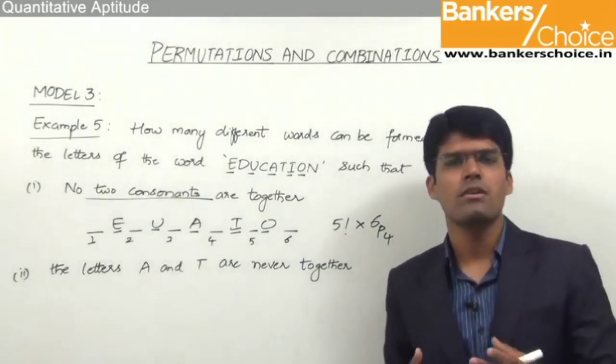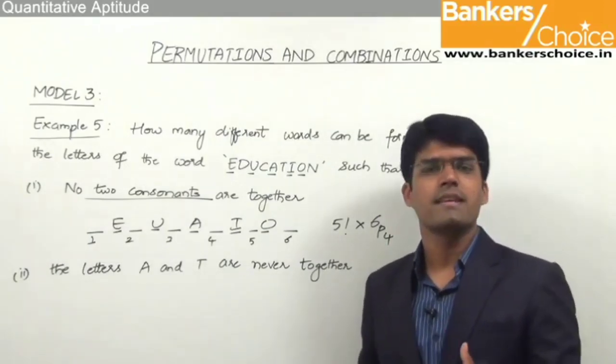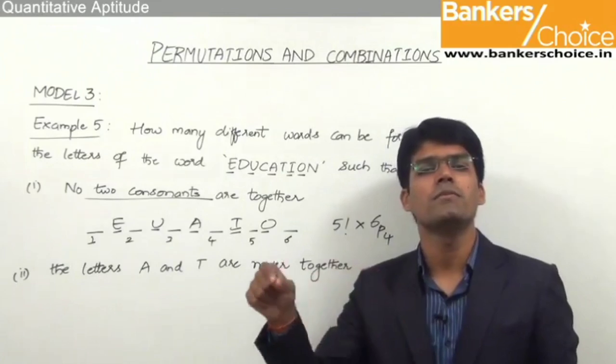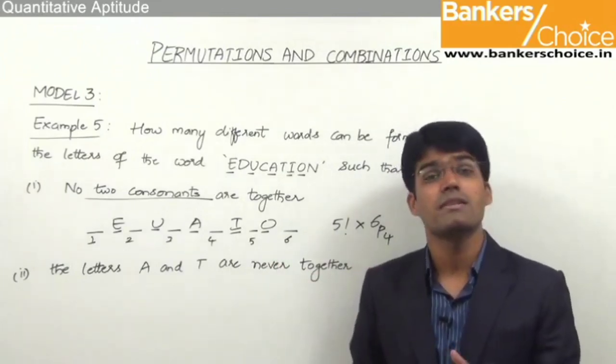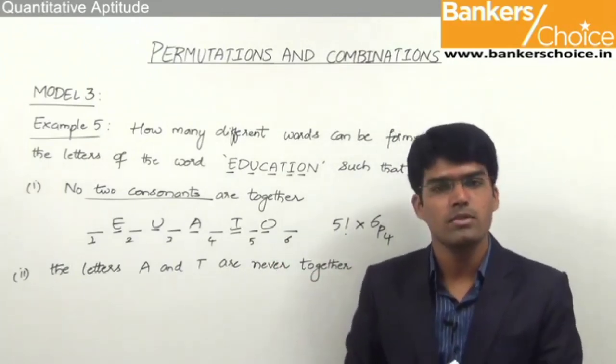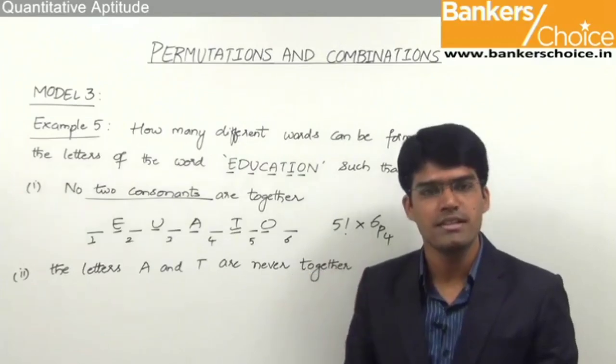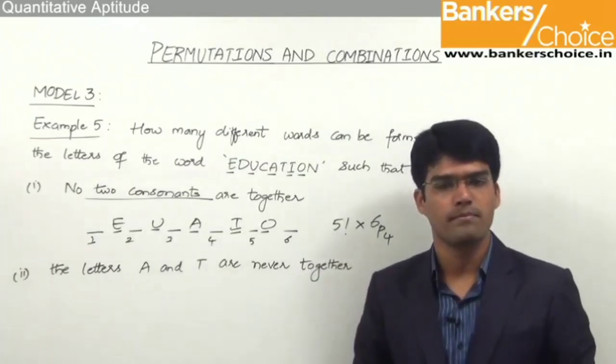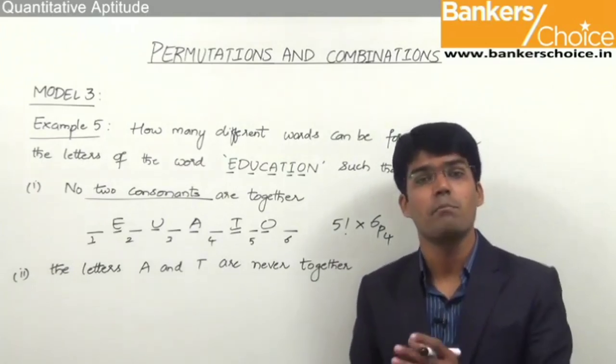Likewise, it can be asked for boys and girls or for digits. Let's say we have 6 digits and we have to form 6-digit numbers. The digits are 1, 2, 3, 4, 5 and 6. And the question says no 2 odd digits have to be together. So we first arrange the even digits and then find out the possible places and arrange the odd digits within them.